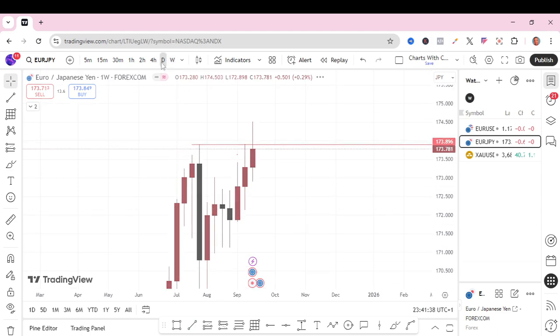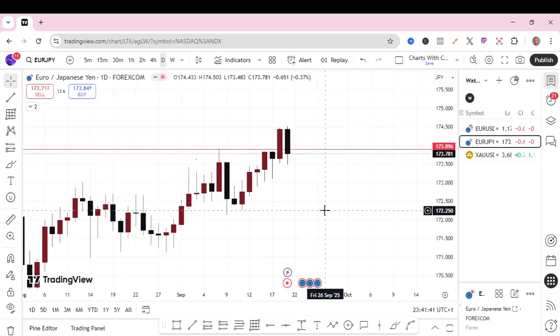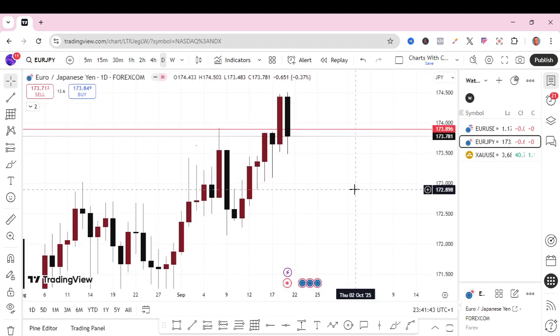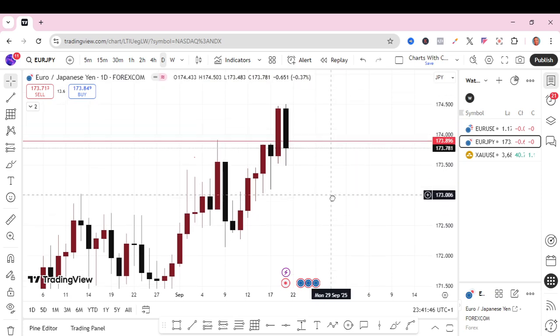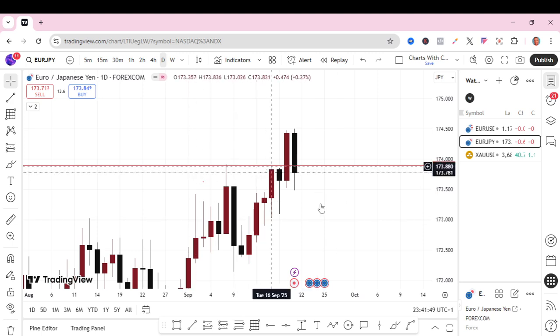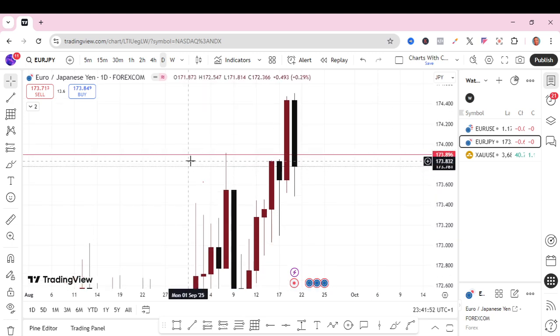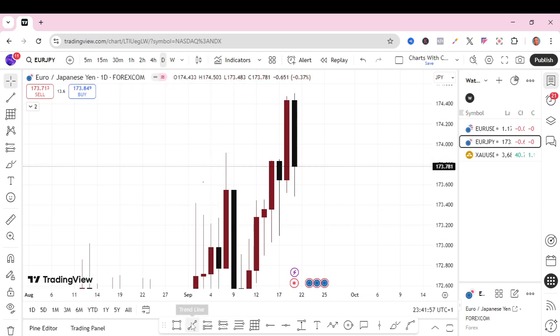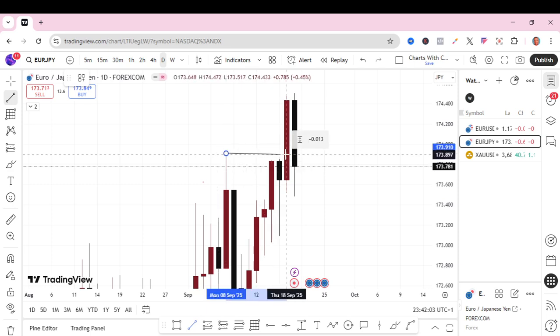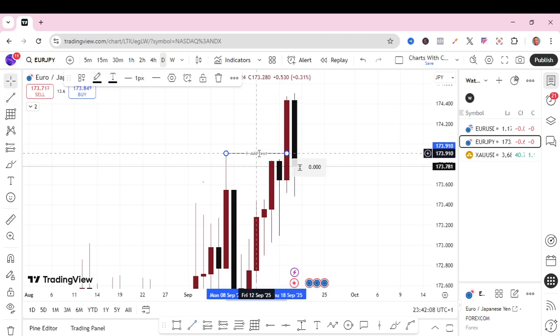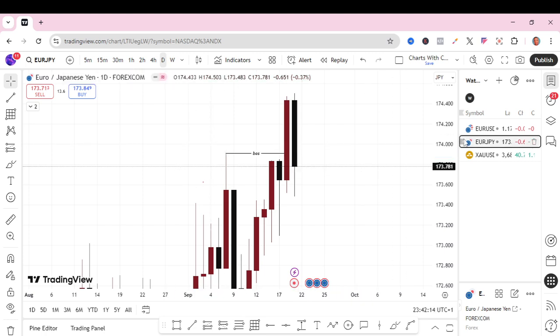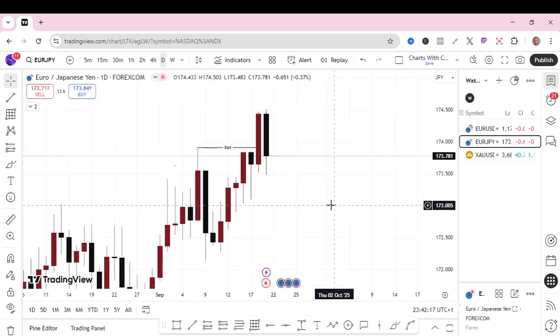So now on the daily time frame, this was where price broke structure, right? So this was the break of structure here. Let me take this off. This was the break of structure here, right? And the break of structure here. So I'll call that break of structure. We had the break of structure there.